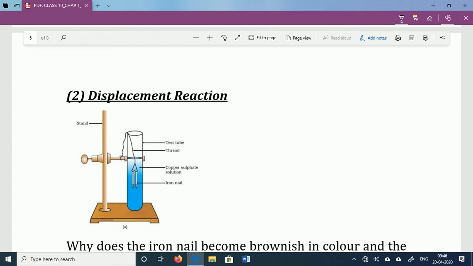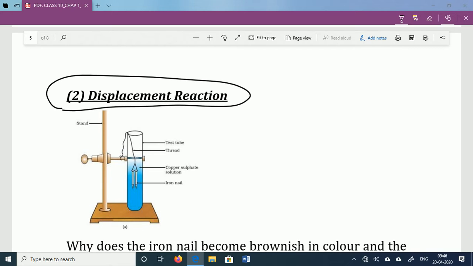So here first one is our displacement reaction. So students, the name itself explains the meaning of displacement. Displacement reaction means something is going to displace. In simple sense, if an active metal comes in contact with a less active metal solution, then definitely this active metal will displace the less active metal from its salt. That process is called a displacement reaction.